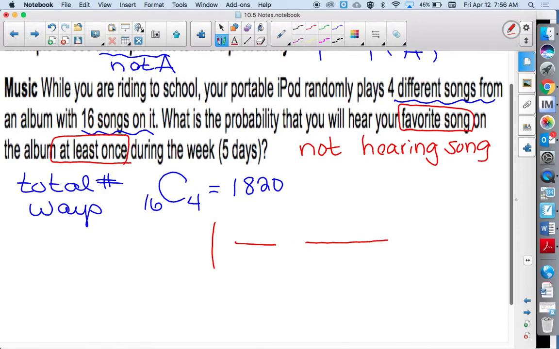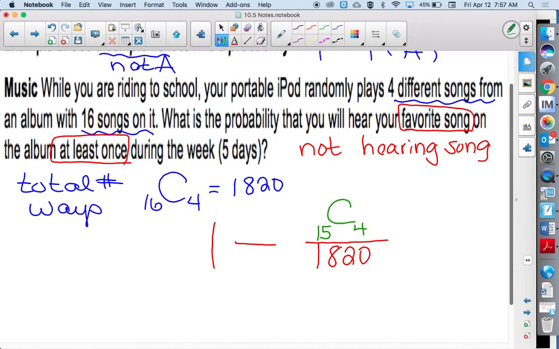And on the bottom of that probability is 1,820, because that's the number we already calculated. So now we have to do the top. And the top would be the probability that we don't hear our favorite song. So there are 16 songs to choose from. If one of them is my favorite song, now I have 15 songs remaining.